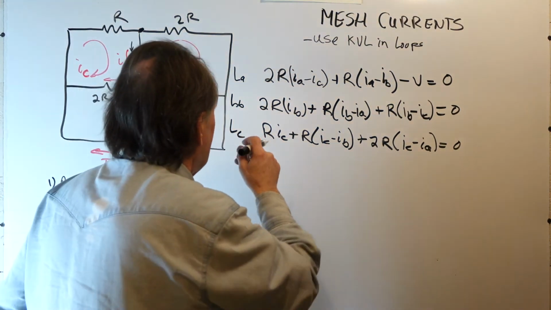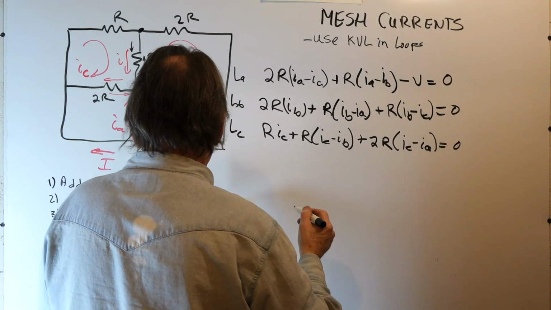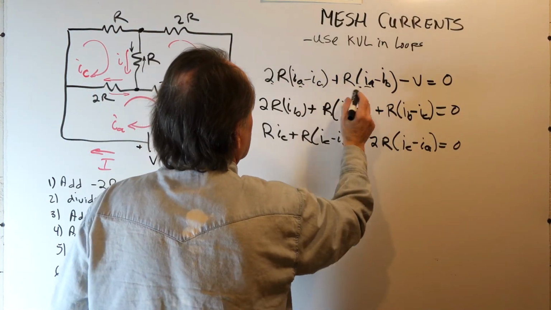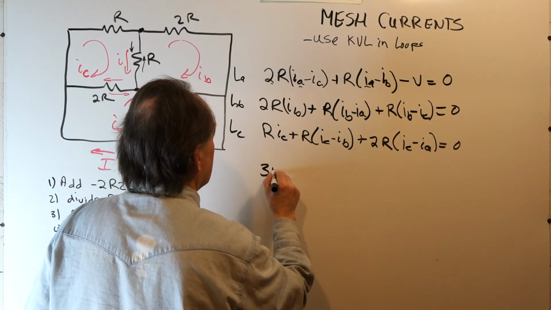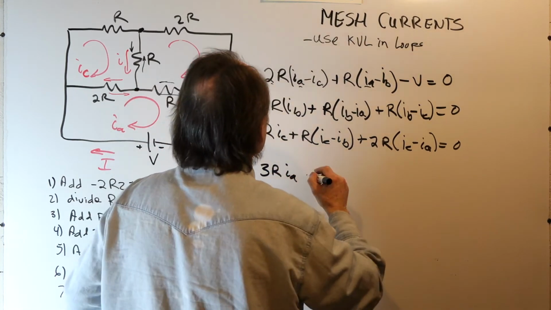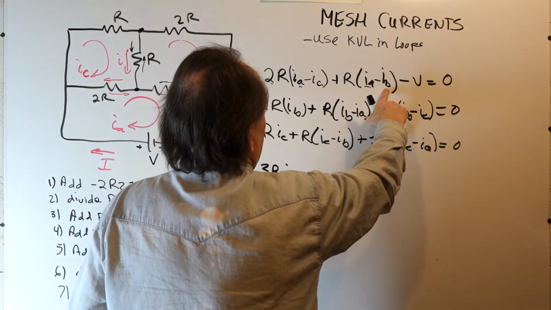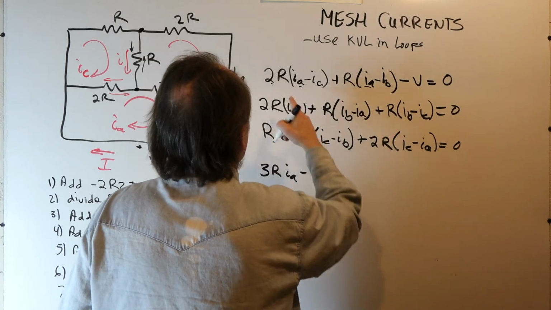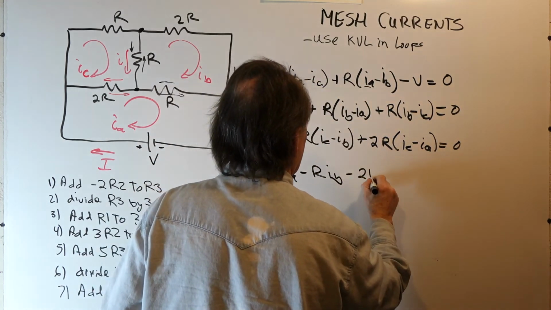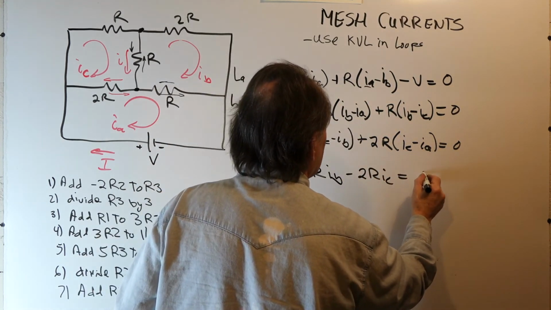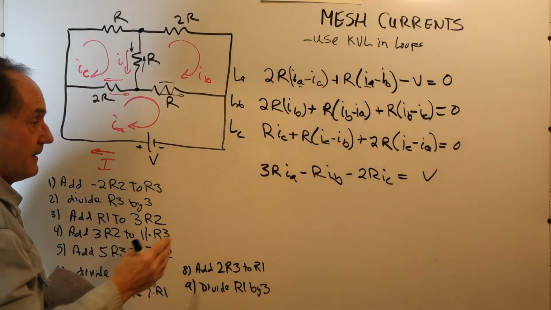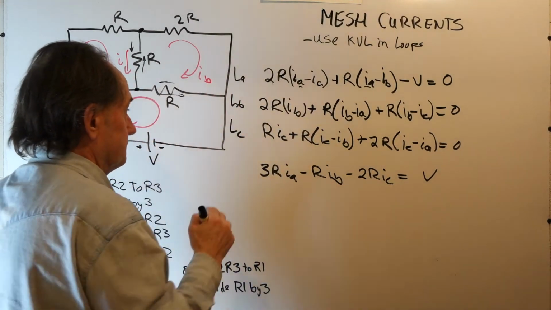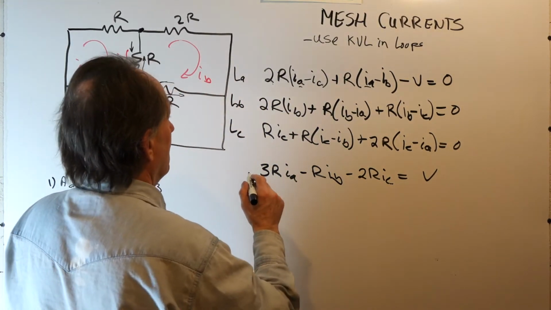Now, let's combine like terms. I can rewrite the equation. The top equation, we have 2R IA plus 1R IA, or 3R IA. Then we have a minus R IB and a minus 2R IC, and we'll put the voltage on the right hand side. Now it's important we keep things in order, A, B, C, and you'll see why that's important in a moment.